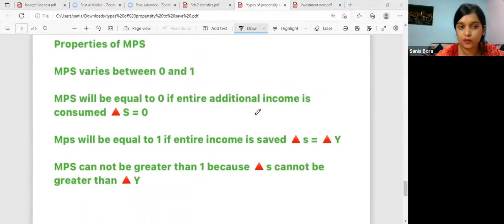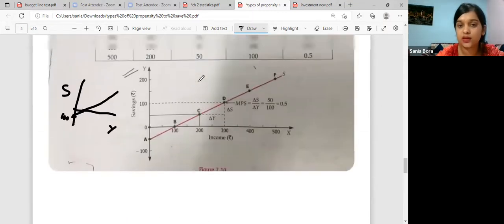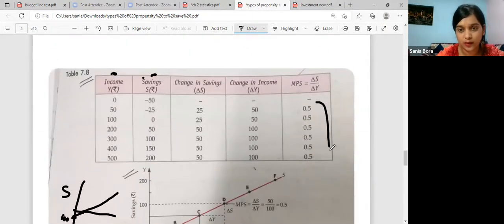Now, we are going to write few things about MPS. So, what are the properties of MPS? First thing is MPS varies between 0 and 1. So, you can see your MPS is between 0 and 1, right? It is not 0, not even 1, right? It is between 0 and 1, right?